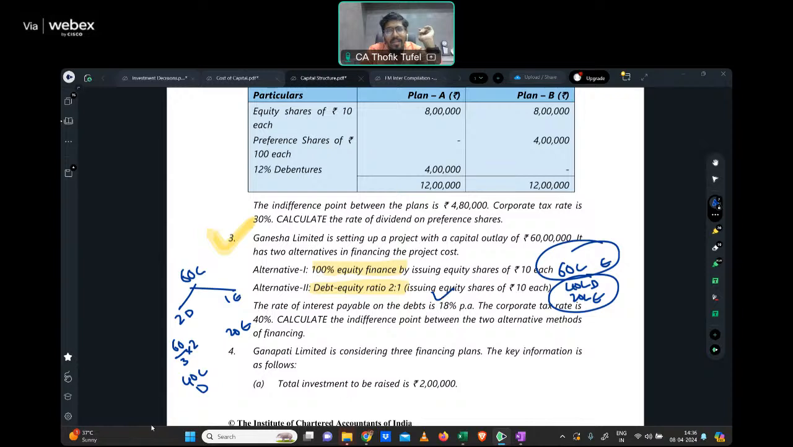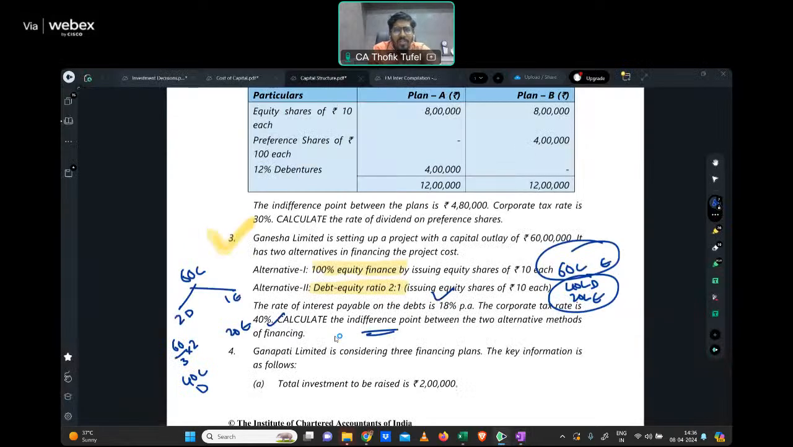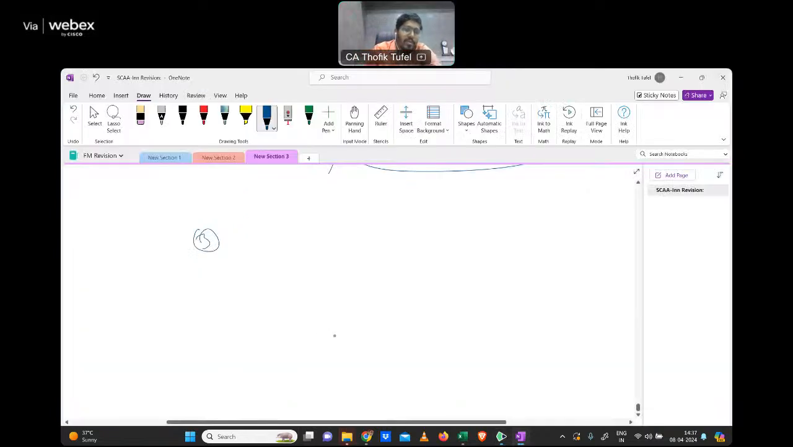My interest on debt is 18%, the corporate tax rate is 40%. Find out the indifference point. So just write it down. First, you have an initial capital of 60 lakh rupees, with shares of rupees 10 each. So 60 lakh rupees equity means 6 lakh is my number of equity shares. First, write what is I1, the interest in option 1.